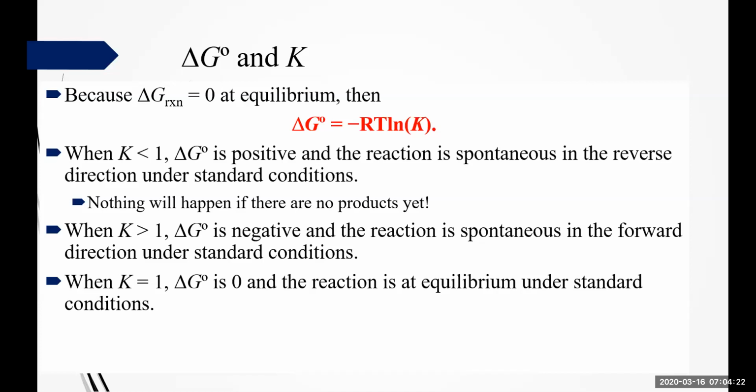Right? When our K is greater than 1, it means that we favor our products, and so we should be moving towards that. And the difference between this and our equilibrium constant expression that we normally have is that when we're doing our expression, we're comparing them when they all started off with the same concentration, 1 molarity or 1 mole, 1 ATM.